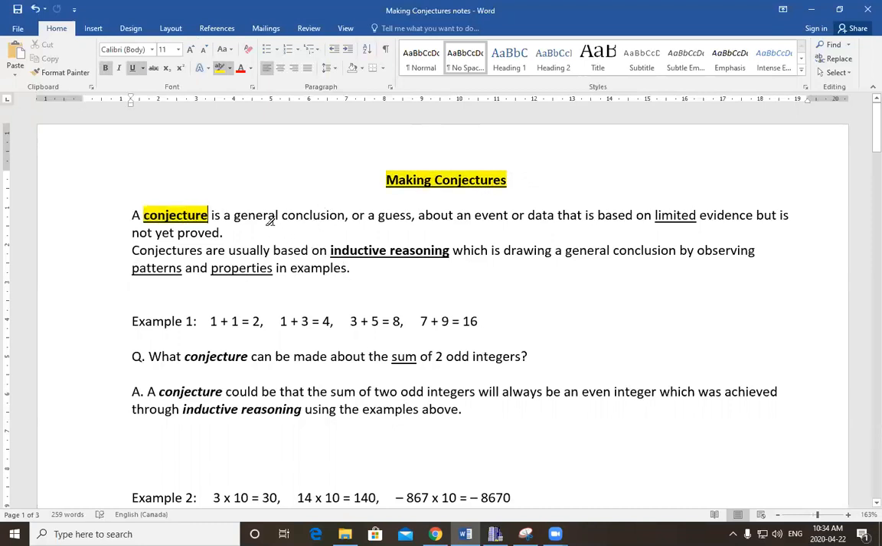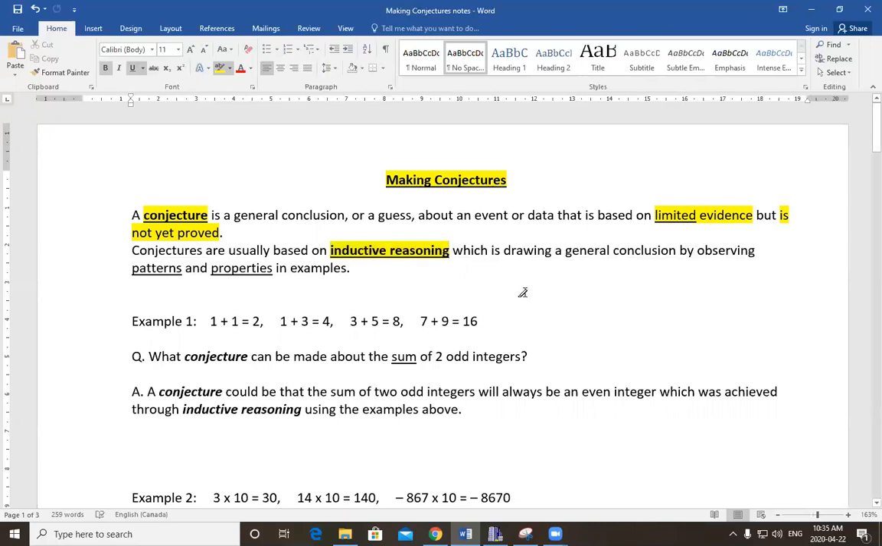So a conjecture is a general conclusion or a guess about something, so an event or some information that is based on limited evidence and is not yet proved. So a conjecture is not a conclusion. It's a general conclusion, but it's not proved. So conjectures generally are based on inductive reasoning.